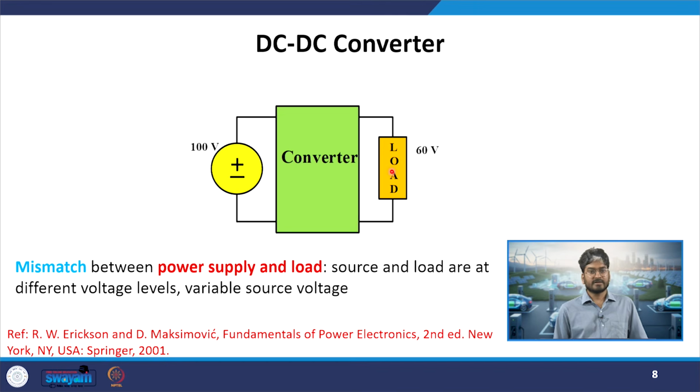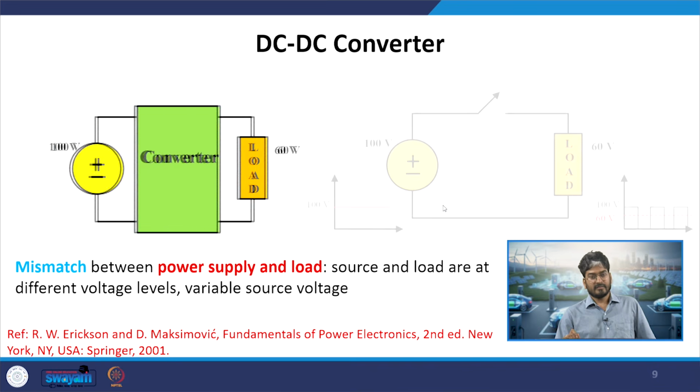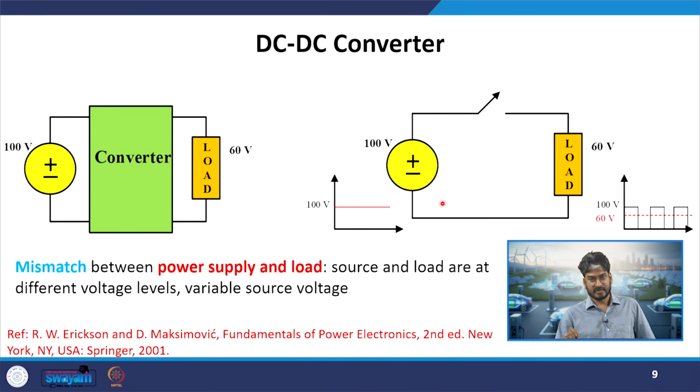The simplest example of this converter is the buck converter. In the next few slides, we will see how the buck converter was designed. So, first let us take a simple switch which will be connected between the source and the load, and we will be operating it with a duty ratio of 60%. Why 60%? Because our input voltage is 100 and the output voltage requirement is 60.